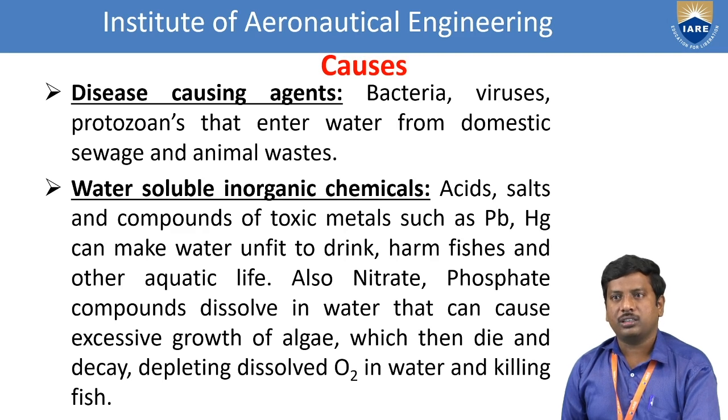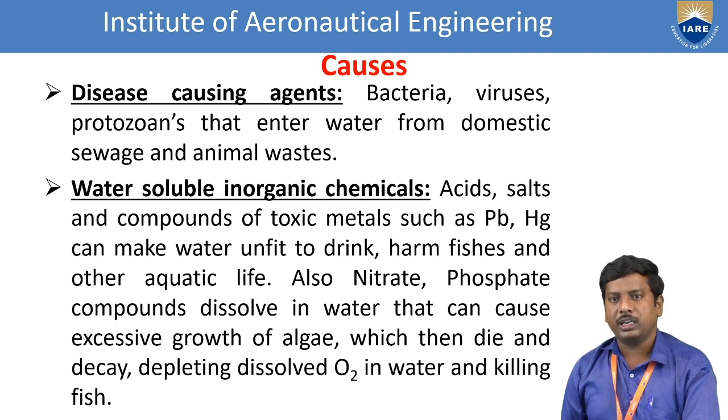And next one, water soluble inorganic chemicals: acids, salts, and compounds of toxic metals such as lead and mercury can make water unfit to drink and harm fishes and other aquatic life. Also nitrate and phosphate compounds dissolve in water and can cause the excessive growth of algae, which then die and decay, depleting dissolved oxygen in water and killing fish.